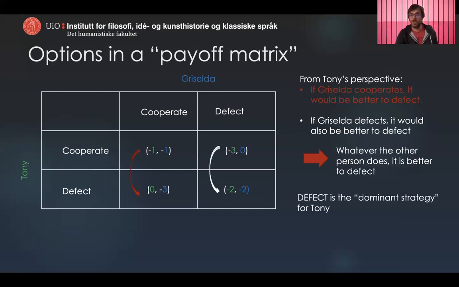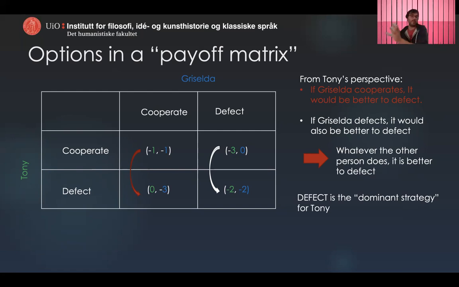Okay. Now we're going to look at trying to understand this sort of action in the prisoner's dilemma case. So let's think about this from Tony's perspective. He can think, okay, so what should I do? Should I cooperate or should I defect? So let's think about the case where Griselda cooperates. If she cooperates, then either I cooperate or defect. If I cooperate, I get 1 year in prison. If I defect, I get nothing because I have testified against her. So evidently, if Griselda cooperates, I should defect, because then I walk free. So that's better. Okay. So if she cooperates, I should defect.